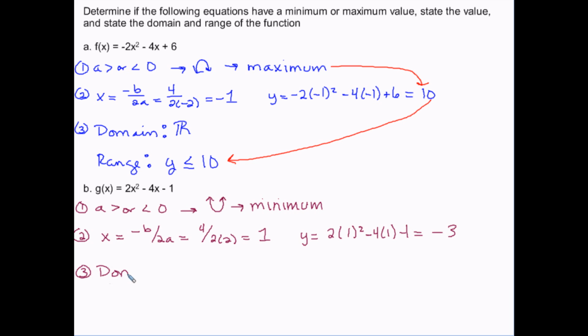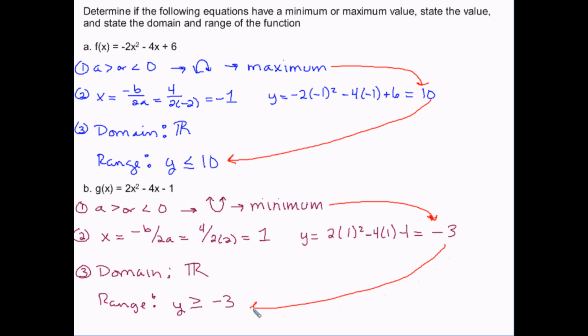My domain on all of these will be all real numbers. And my range, because I have a minimum, I'm going to be greater than or equal to that minimum. So again, my minimum is my y value of the vertex, which determines my range.